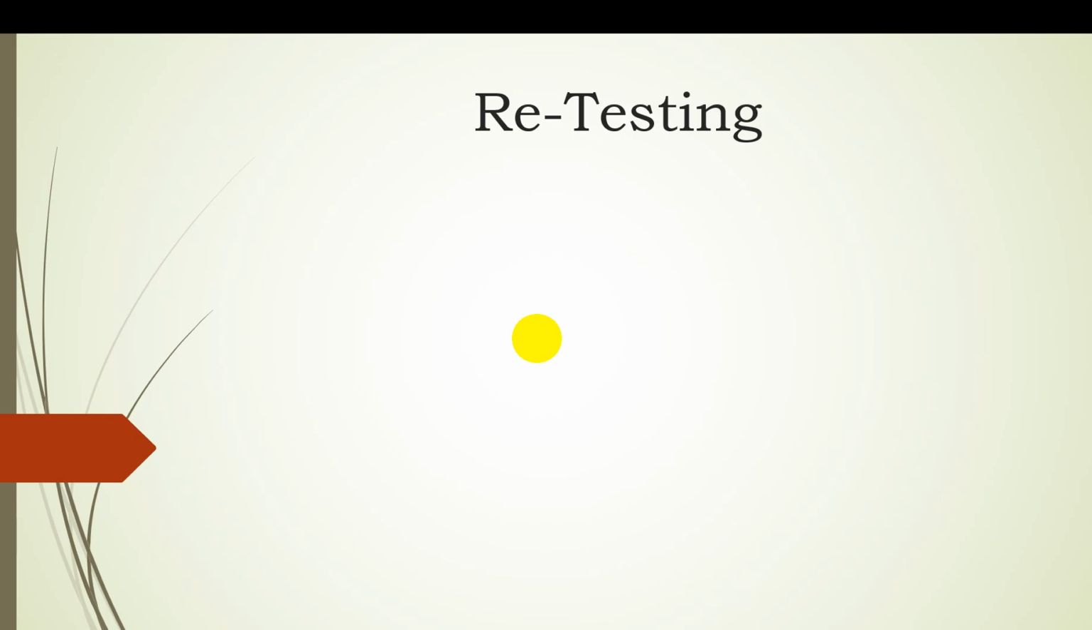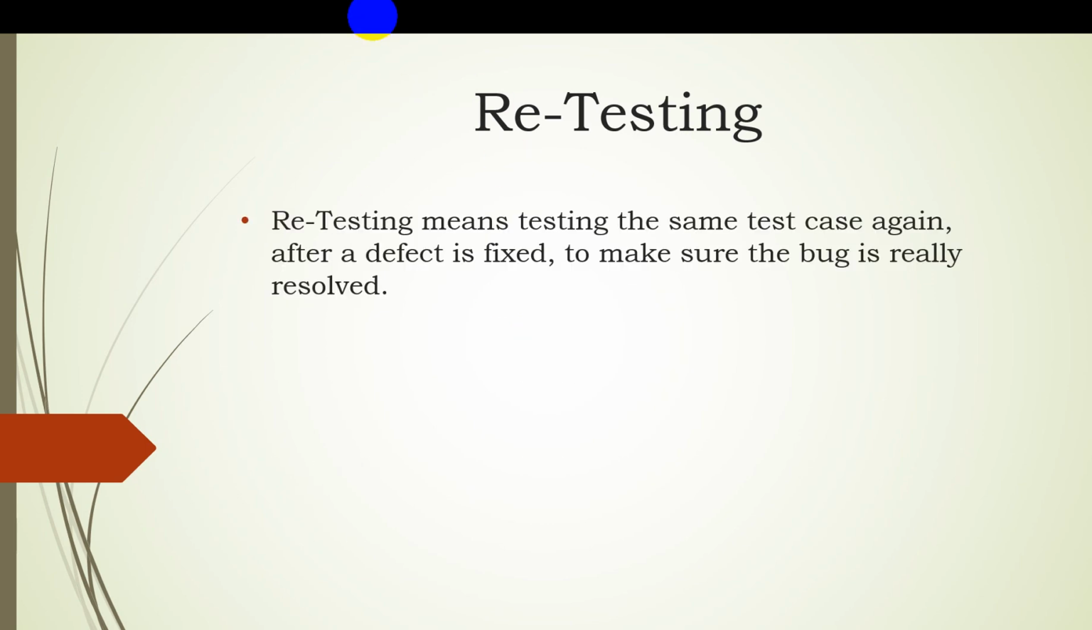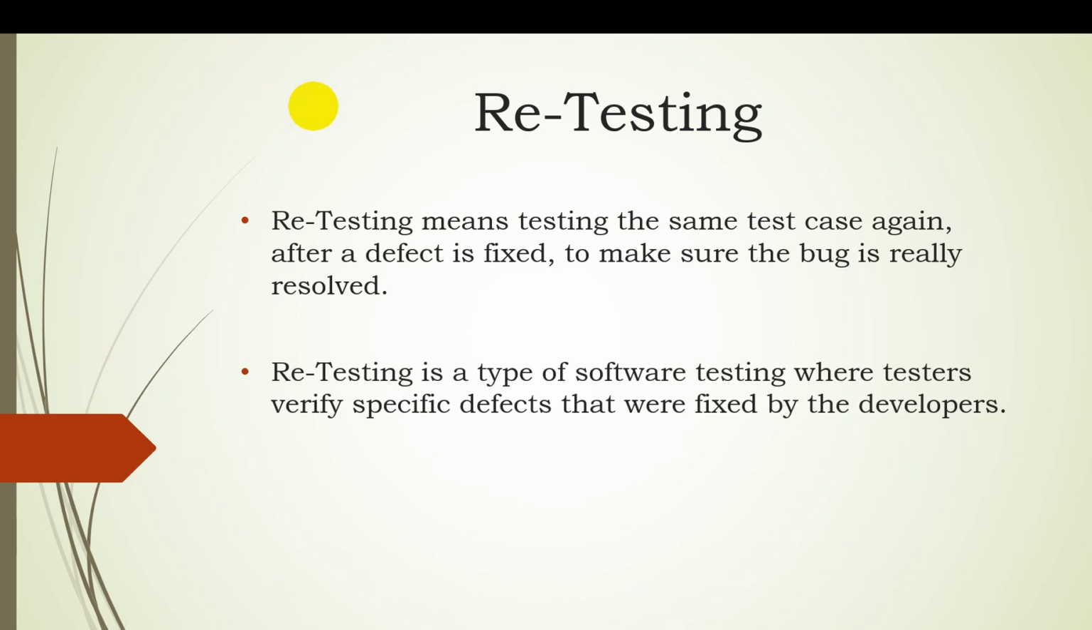Today we are going through retesting. Retesting is one type of manual testing. So what exactly is retesting? Retesting means testing the same test cases again after the defect is fixed. There we can make sure the bug is really resolved or not. Also, retesting is the type of software testing where testers verify the specific defects that were fixed by the developer.